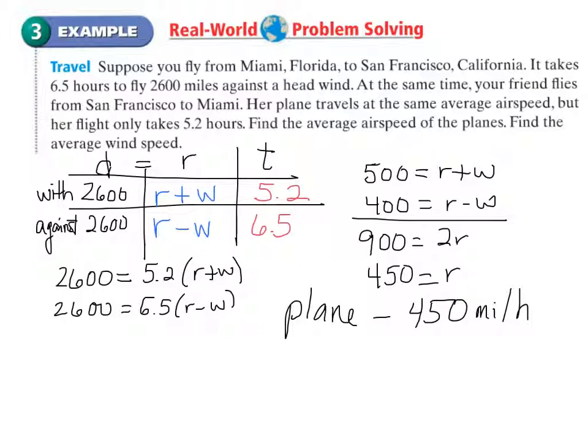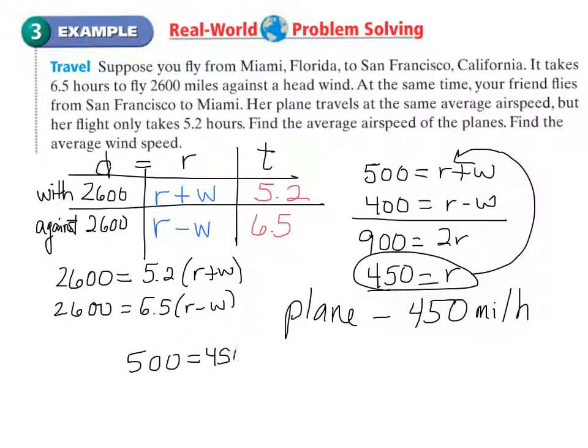Well, let's plug it in. I'm going to take the 450 and find out what would be the easiest equation to plug it into. Well, I'm just going to plug it in right here. 450 plus wind equals 500. Well, that's easy. 500 equals 450 plus W. I just subtract 450. That means the wind, either direction, is 50 miles per hour. So the wind is 50 miles per hour. The plane traveled 450 miles per hour.